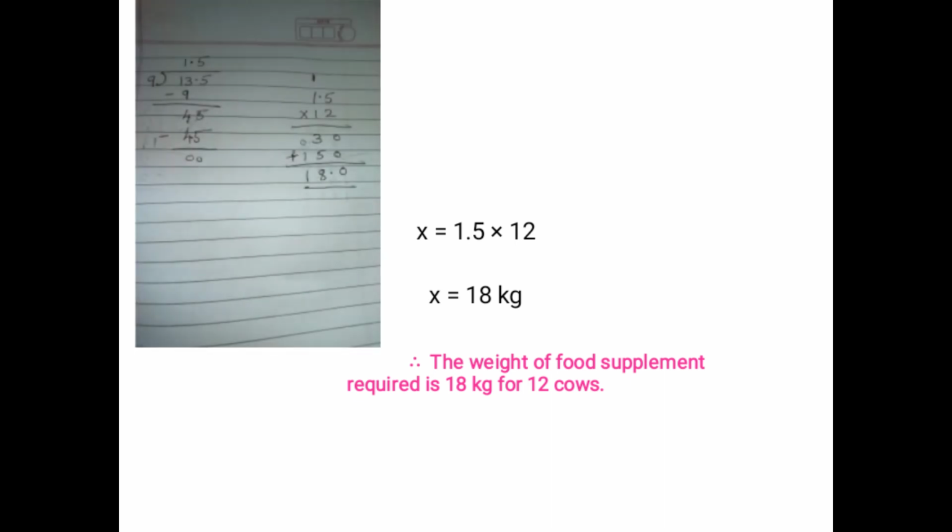Look at the picture. 1.5 into 12, which I have multiplied. There is a decimal point. After getting the answer, you have to put the decimal point before one digit. One decimal place is there. 1.5 into 12 becomes 18. Therefore, the weight of food supplement required is 18 kg for 12 cows.